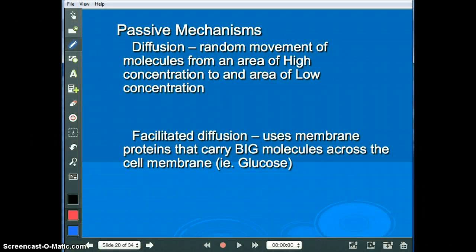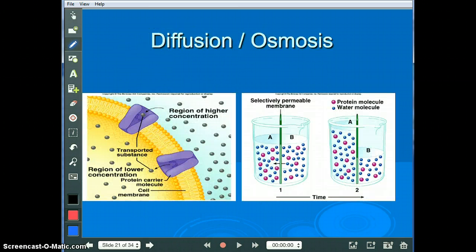So putting that in terms, we just mentioned diffusion is the random movement of particles from an area of high to low. Facilitated is the same thing, but they are too big, so they need a helper. They move across the cell membrane with the use of a protein. Again, those big helper proteins are going to be found in the middle, and they allow the molecules to travel on through. Here's just a quick illustration of that.